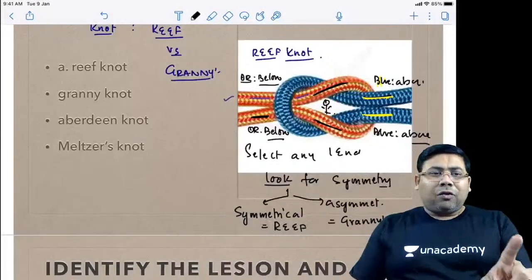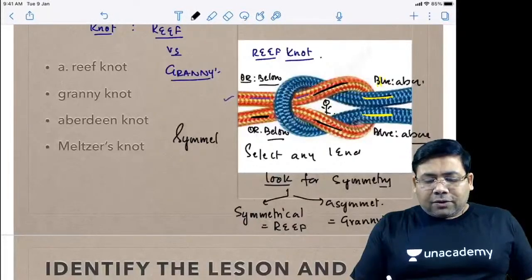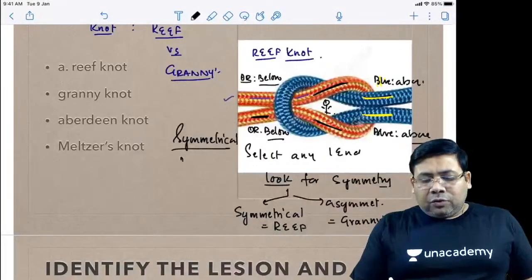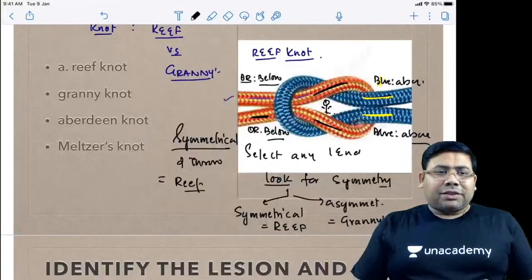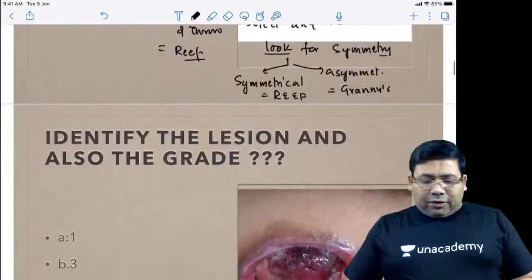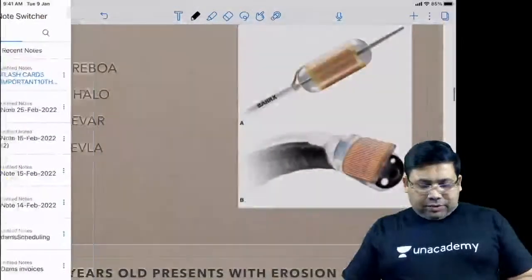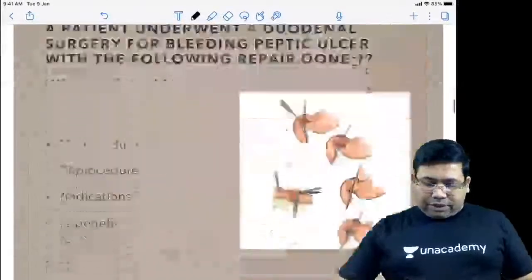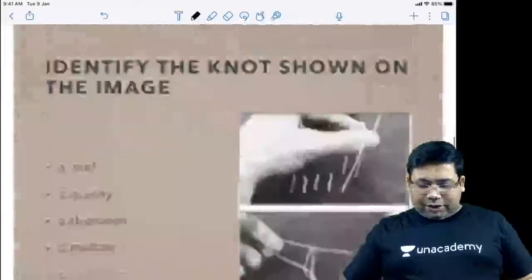So what kind of knot are you seeing? This is a symmetrical two-throw knot, and that is a granny's knot or a reef knot? It's a reef knot. Krish, why are you saying it's to be grannies? I'll show you one more image. So there you can identify whether it is a grannies or a reef.